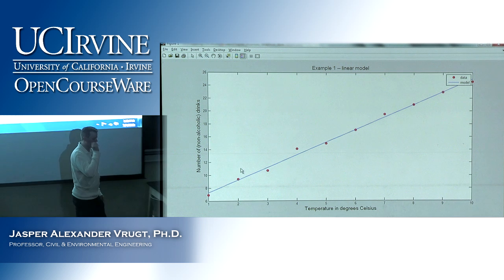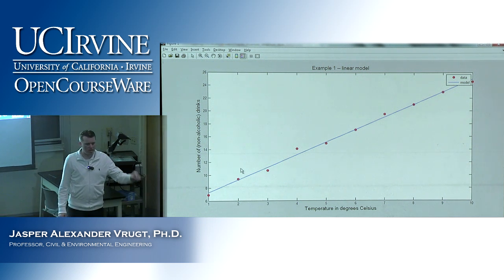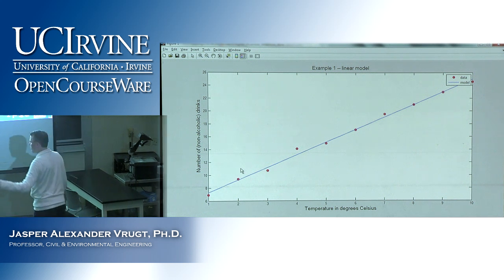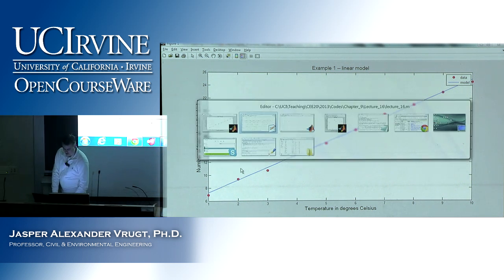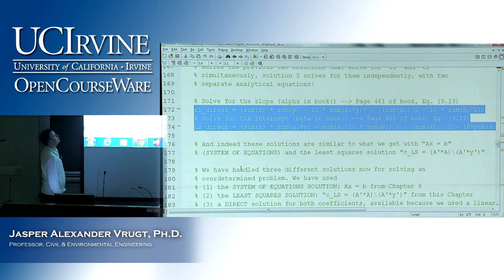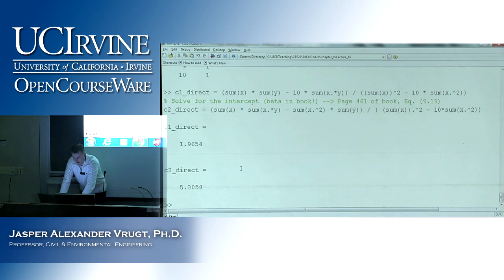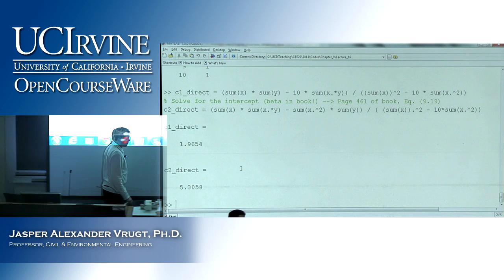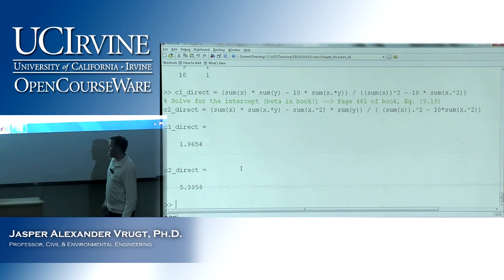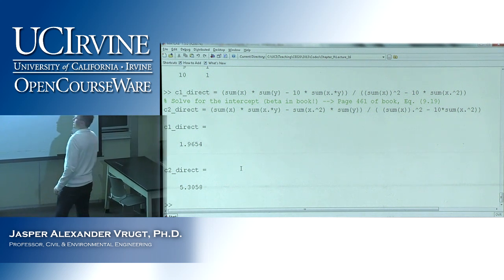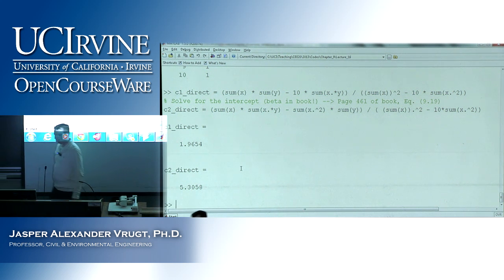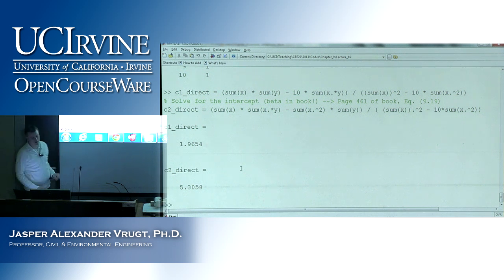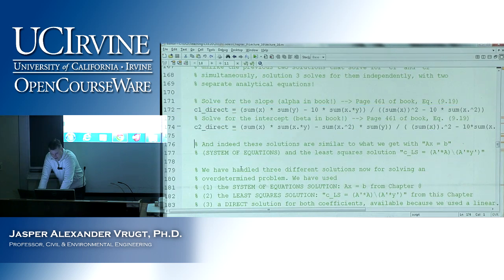And you might know this from high school, but if you use a linear model, you have a direct solution for the slope and the intercept. So we use Gaussian elimination and least squares, but you actually have a direct solution for both these 2 coefficients. And that's in the book. You don't have to know this, but if you apply that solution where x and y appear, you see that my C1 direct, that's the direct solution, is 1.9654. That was our slope. Now that's the same as what we just got, and this is the intercept. And these results are identical to what we got from Gaussian elimination and least squares.